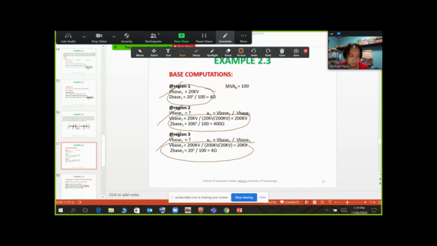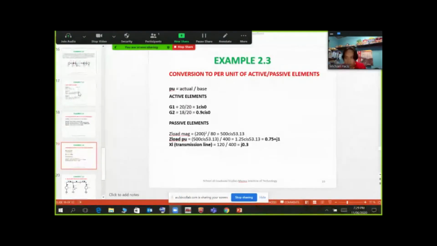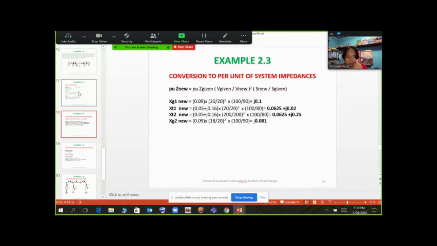Now, how about the current, sir? Where will I compute that? You will compute that if it is necessary, meaning you want to get the current, the power factor, the losses. Now, you need to have the current base, which depends on the computation of your V and Z, simply because you can get I by having V all over square root of 3 Z, because this is a three-phase system.